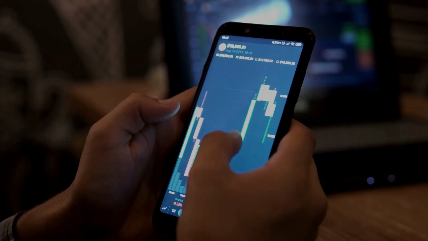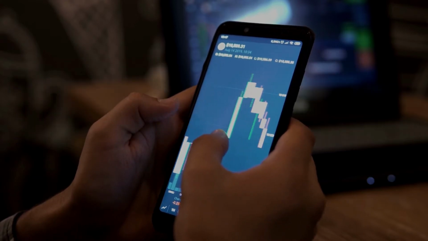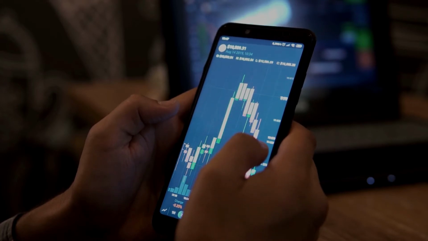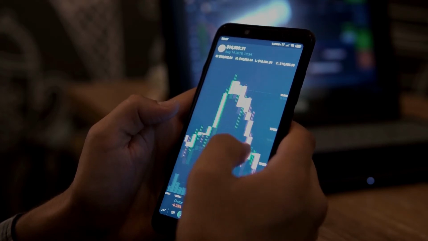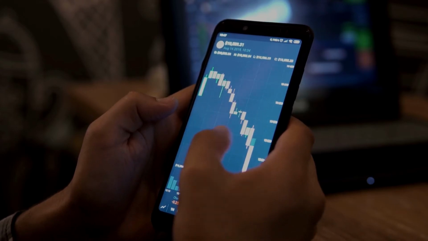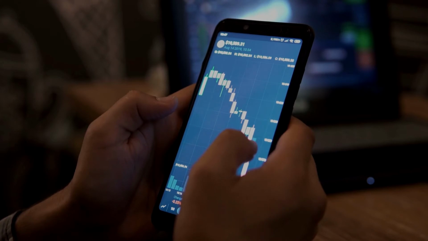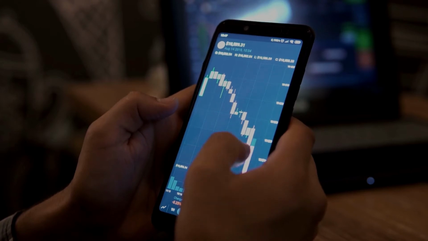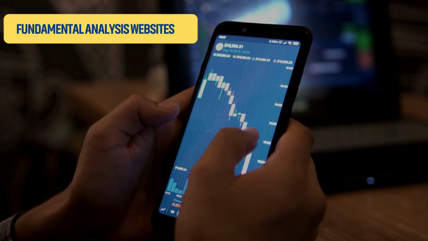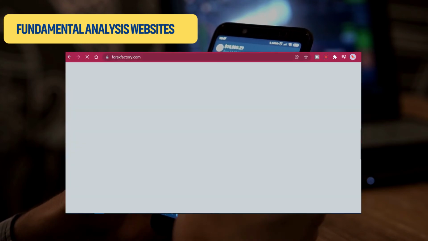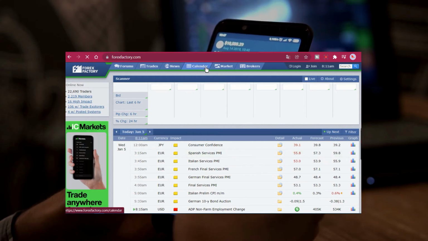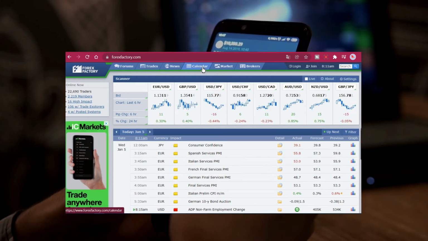Now, to conduct fundamental analysis, we require news and information about major economic events. Luckily, there are some useful websites to look at if you want to trade the news or trade fundamental analysis. These websites publish analyses of economic releases and reports of fundamental data. Let's take a look at forexfactory.com, for example. There is a lot of information on this page, but we'll focus on the calendar for now.